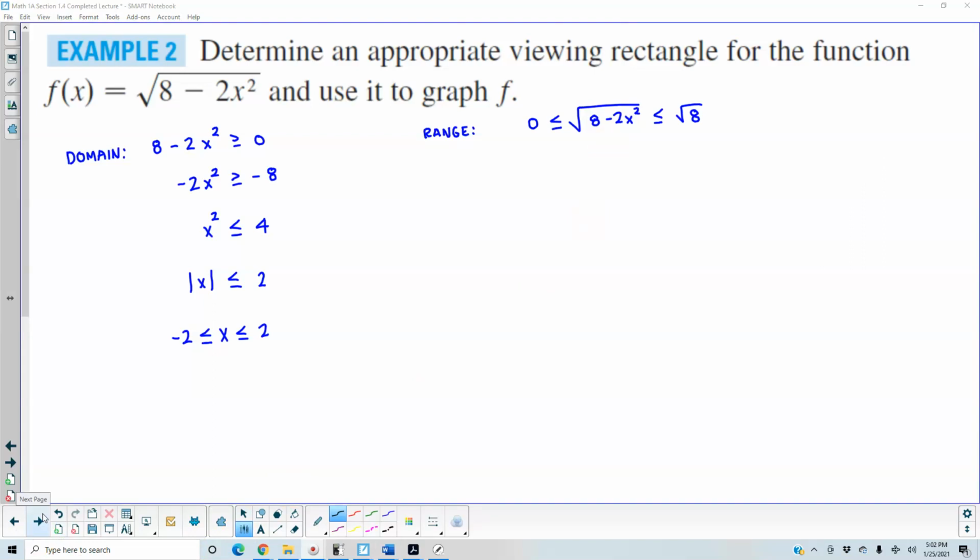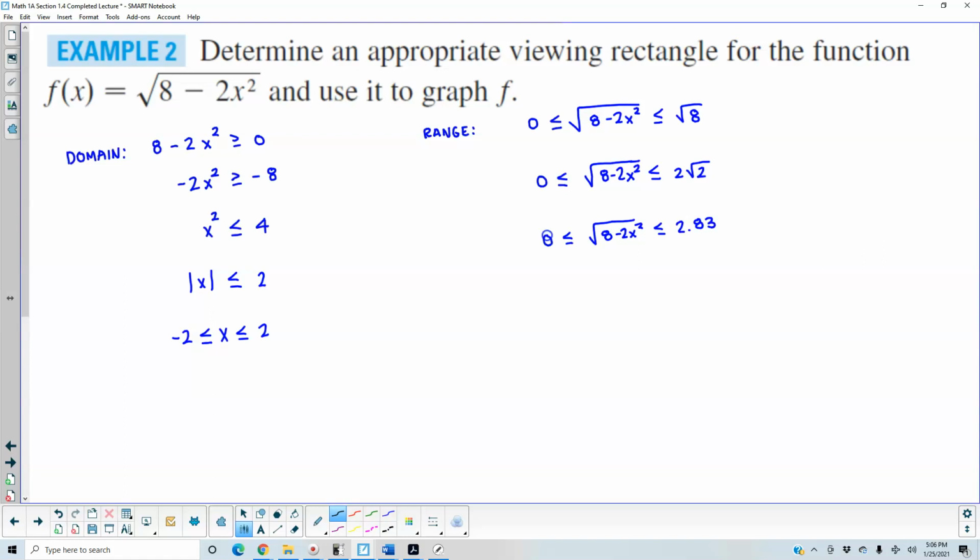So if we simplify a little further, we know that this function, the square root of 8 minus 2x squared, is going to be in between 0 and, if we simplify the square root of 8, that becomes 2 times the square root of 2. So therefore the square root of 8 minus 2x squared will be in between 0 and, approximating this, 2.83.